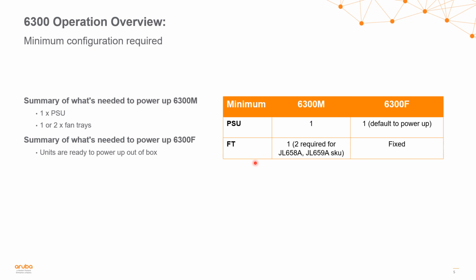Here we have a slide showing what I just mentioned. So the 6300 modular switches only require a minimum of 1 power supply, but you could add a second one for redundancy. And they also only require a minimum of 1 fan tray. However, those 2 SKUs at the very top on that last slide are the 2 that actually do require a second fan tray. And then of course the fixed switches, the power supply and the fan trays are embedded.